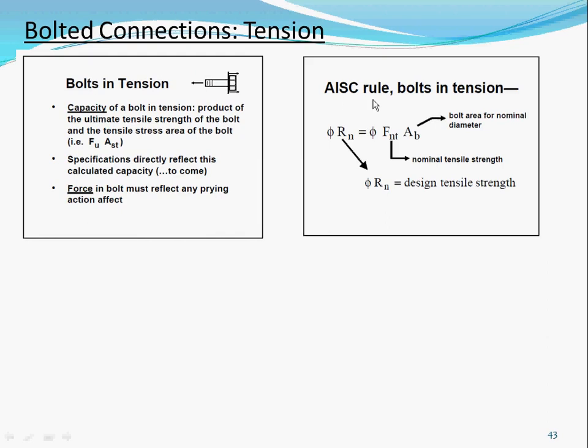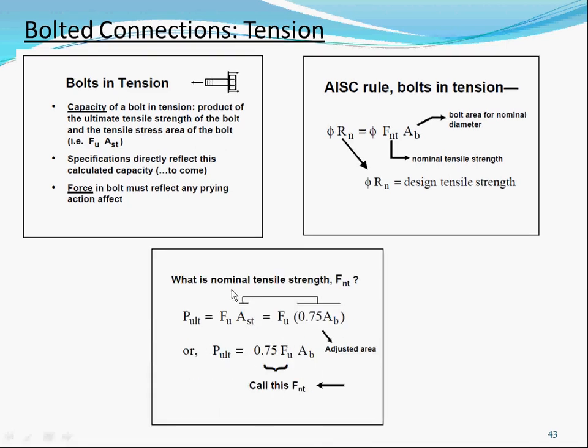For the AISC, they always put a phi factor, and then you do your nominal tensile strength. So this is the nominal tensile strength, and then the area of the bolt, the nominal area of the bolt. So why is the nominal tensile FNT? They actually account for the threads. They reduce the strength because of the threads when you bolt, so you have to subtract out the area from the thread.